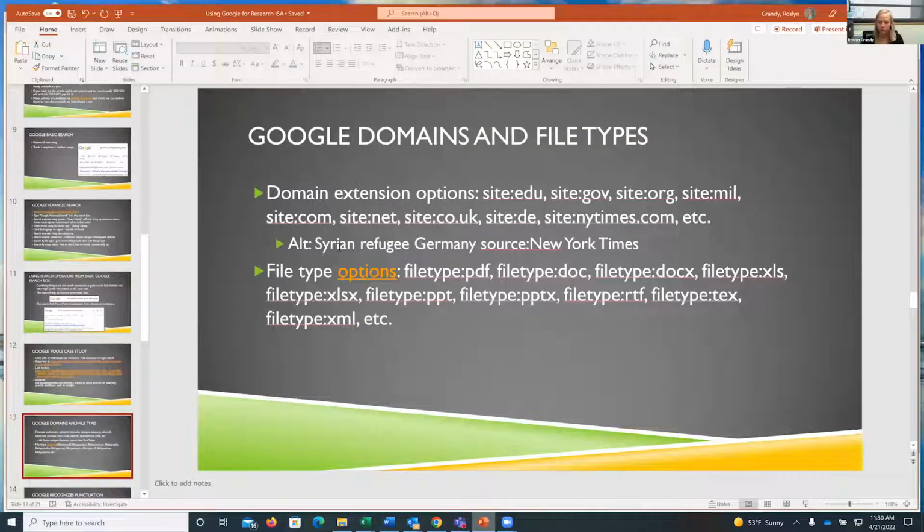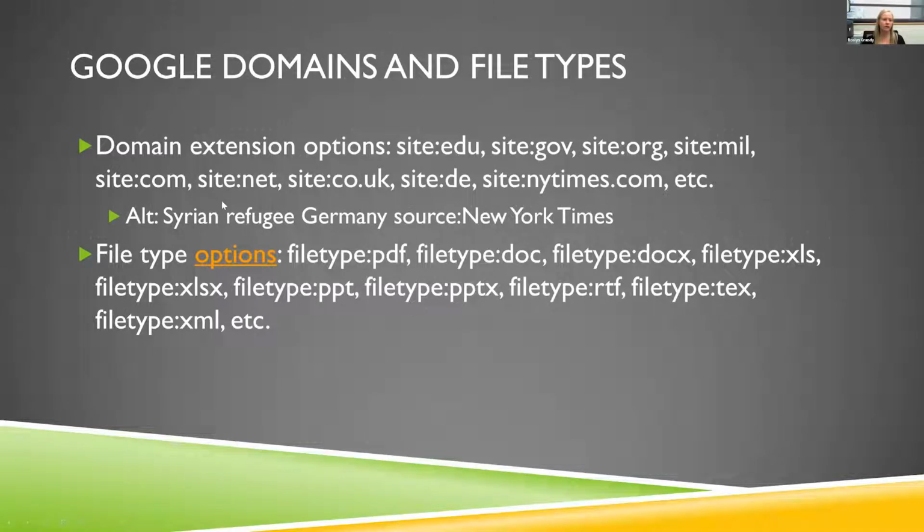I want to go a little bit more into the domain types. So there is edu, gov, org, mil for the military, com, net. If you want to limit to a country again, you can do co.uk or de.